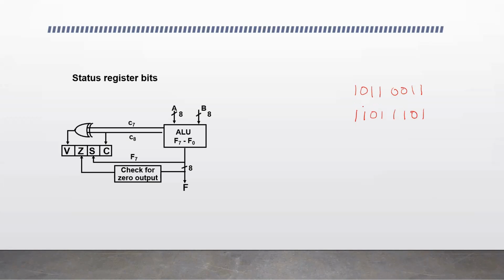Okay, if these are the 2-bit numbers, A and B, and let's say that the ALU performs subtraction here. So the operation to be performed is A minus B. How is A minus B performed? B needs to be 2's complemented.